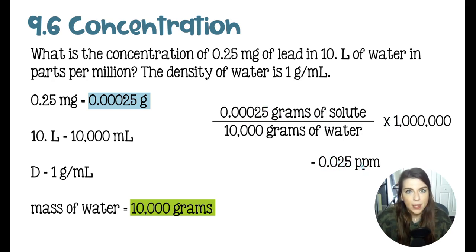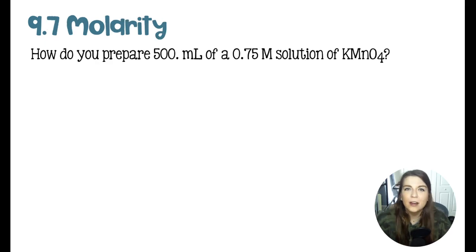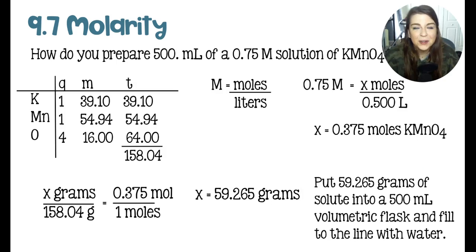How do you prepare a 500 milliliter solution that is a 0.75 molar solution of potassium permanganate? That's a loaded question. There's a lot that comes with this. So the first thing I did was I found the molar mass of potassium permanganate using my classic QMT charts. I love them. They're so organized. So the molar mass of potassium permanganate is 158.04 grams per mole.